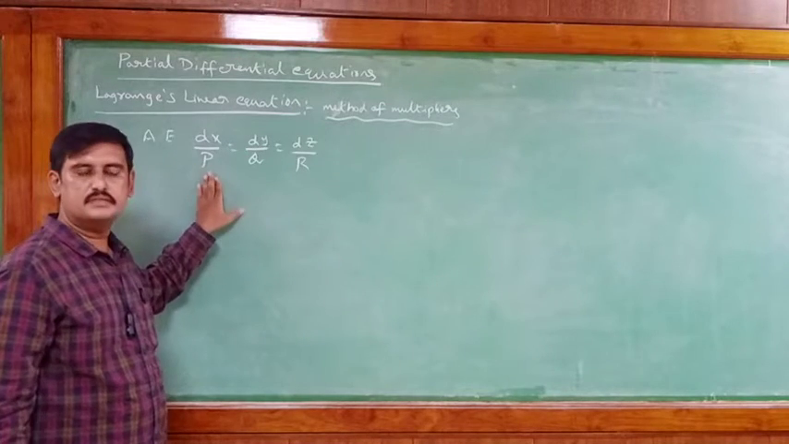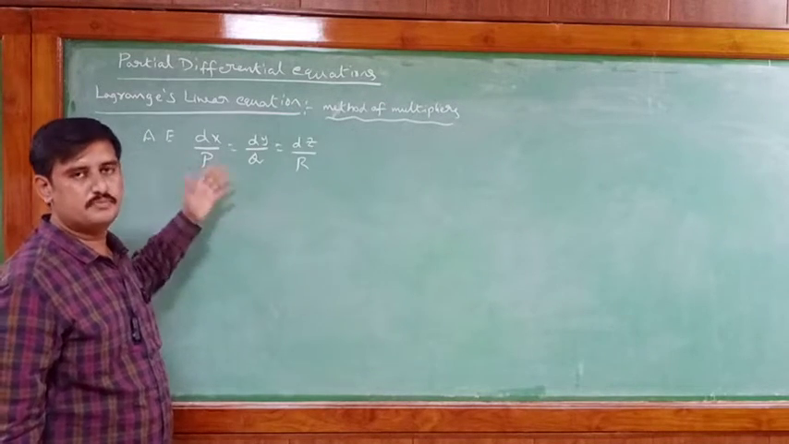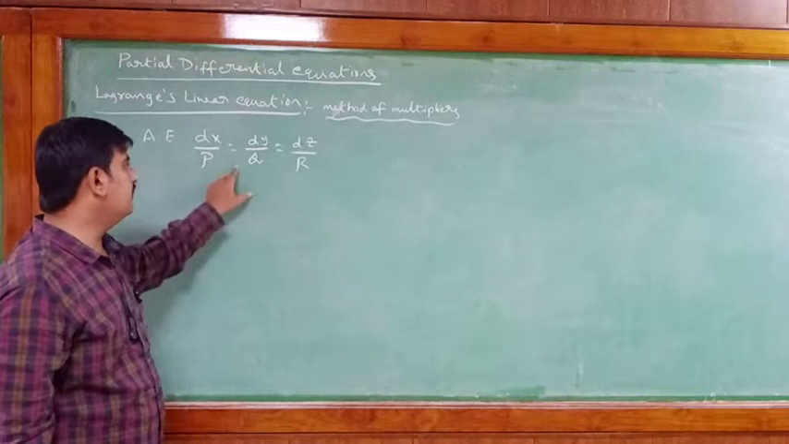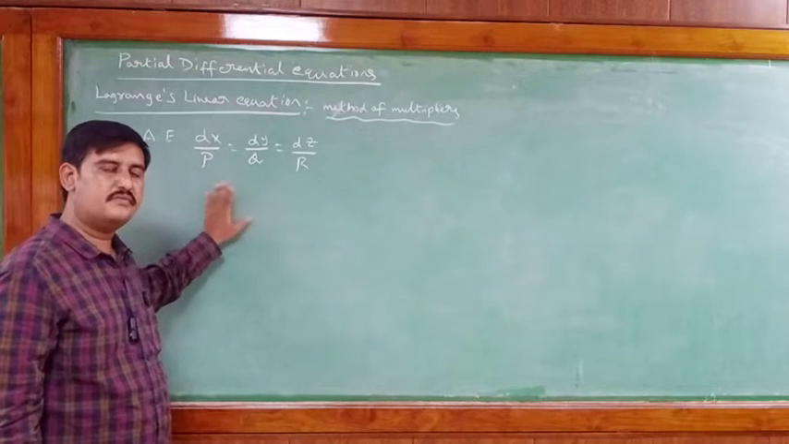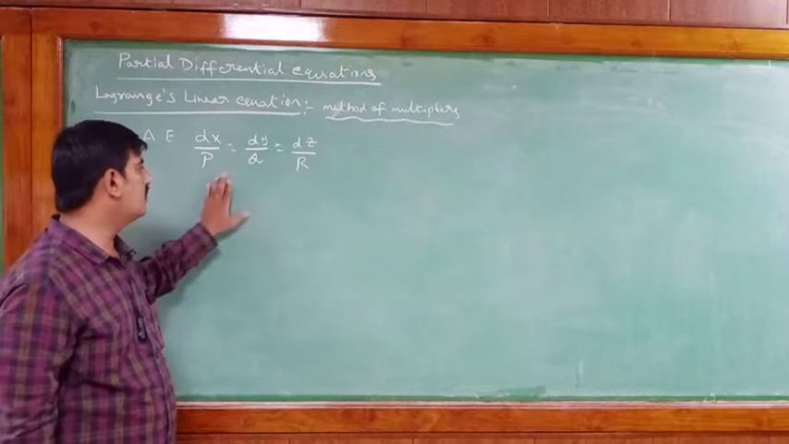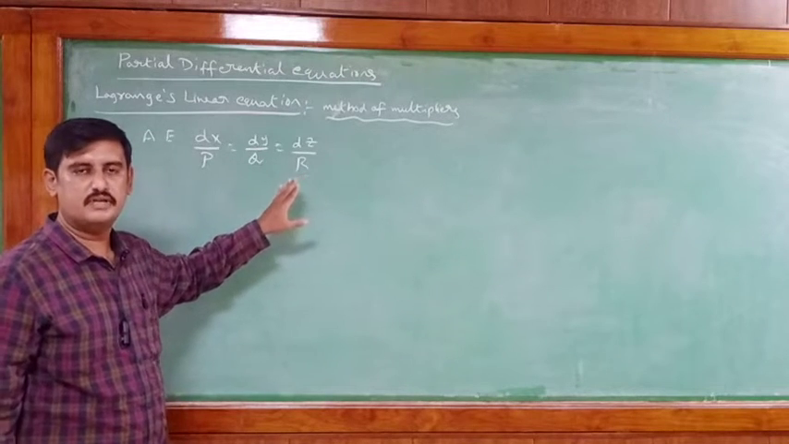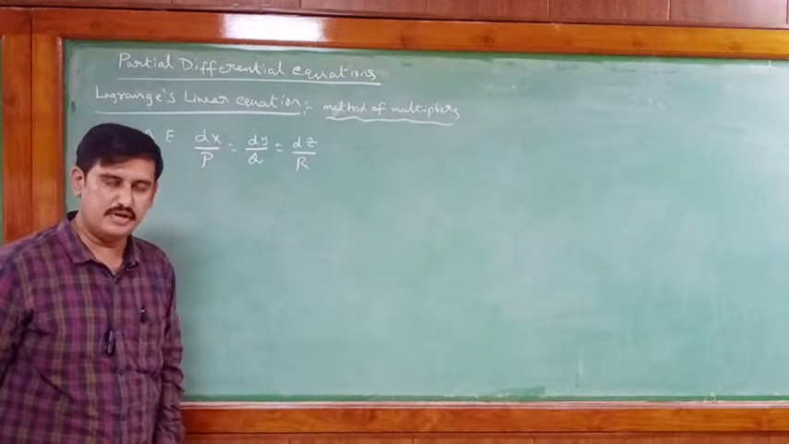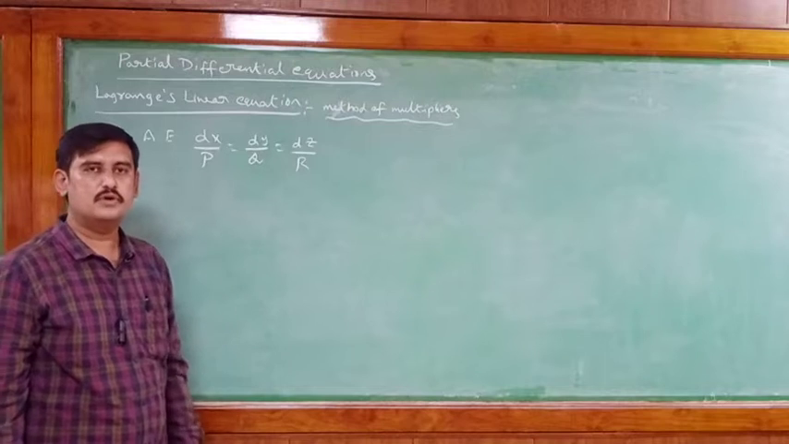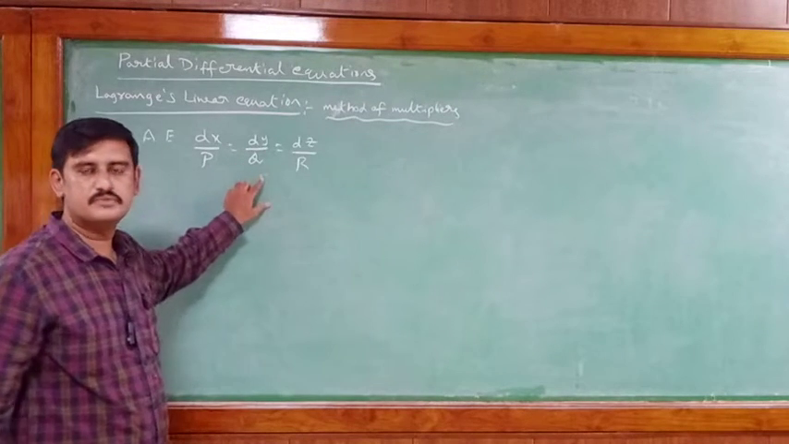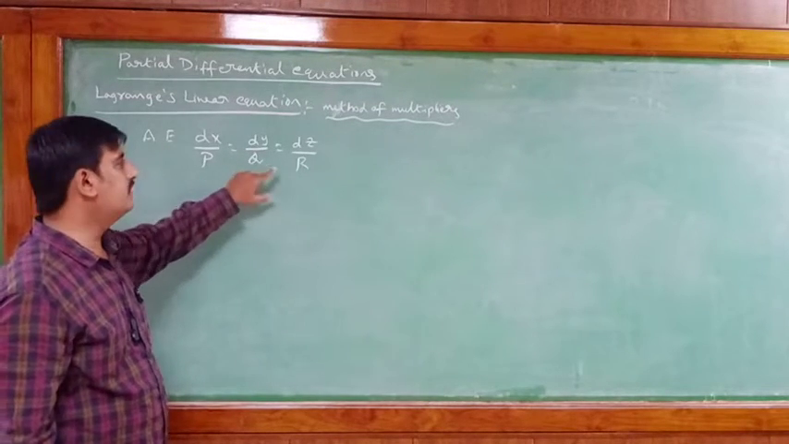That is possible if variable separable is possible. If P, Q, R are combinations of x, y and z, then it is not possible to integrate using the method of grouping. So for those types of sums we will use the method of multipliers.